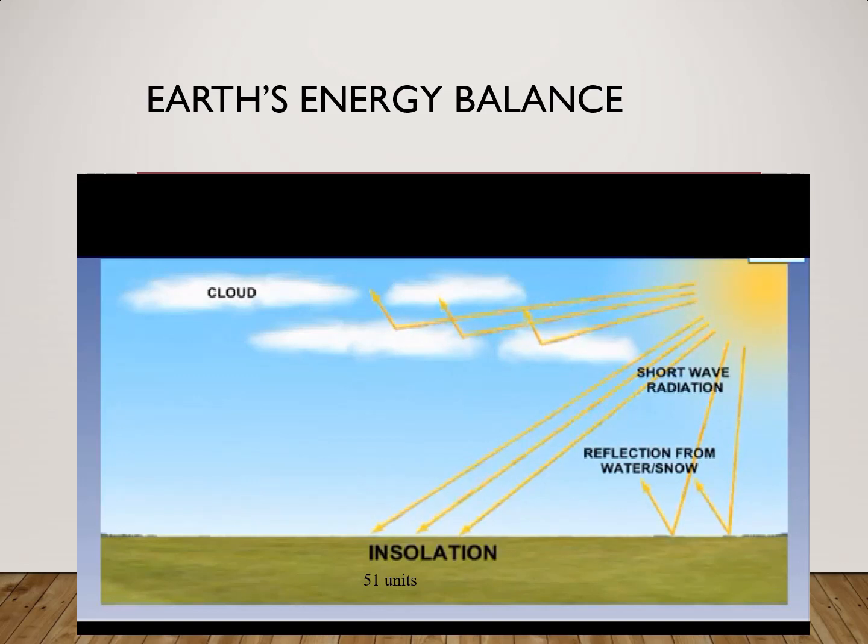It is estimated that about 51% of the total incoming shortwave radiation is absorbed by the Earth's surface. So if 100 units of radiation are received by the Earth, only 51 units are absorbed by the Earth's surface. The rest of it is either reflected back into space or absorbed by components of the atmosphere.